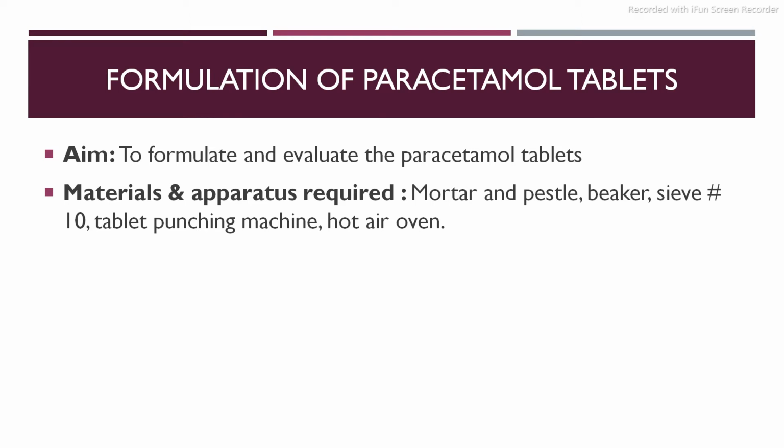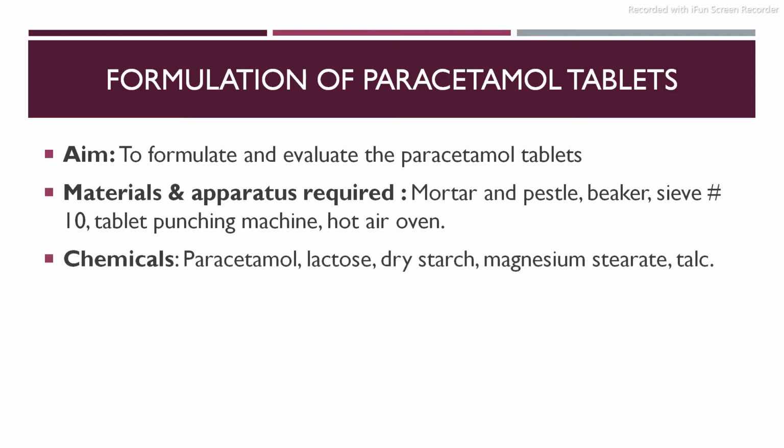So materials and apparatus required to prepare the paracetamol tablet. First you require mortar and pestle if you want to prepare in the laboratory, and if you are talking about large scale production, there are various mixers and blenders available in the industries. And apart from mortar and pestle, you also require some beaker and sieve size up to 10, tablet punching machines, and the hot air oven. These are the common apparatus and materials required for preparation of paracetamol tablet.